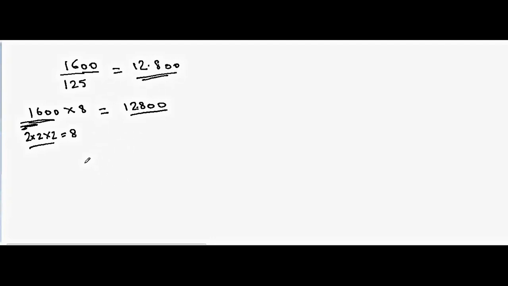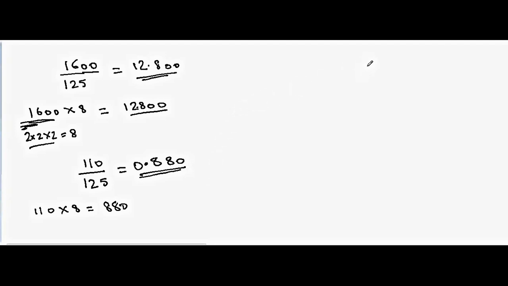This may be a little complicated. Let me show you a simpler example. Suppose I have 11 and one more 0, 110, and I want to divide by 125. So the answer will be, multiply this by 8. So 110 into 8 is equal to 880. Then I put a decimal after 3 digits, so that will be equal to 0.88.